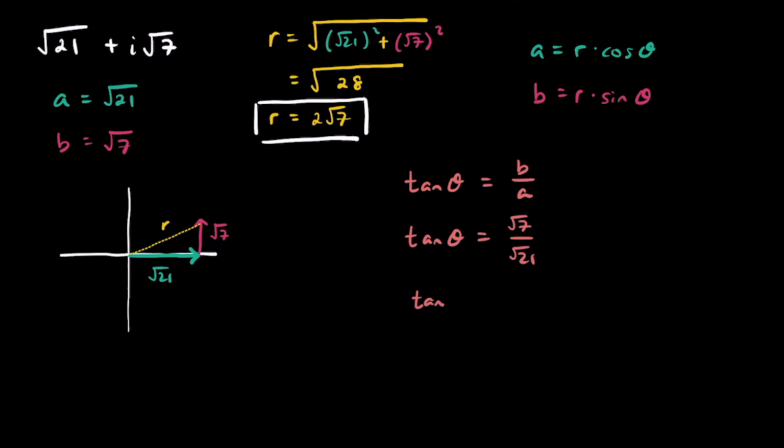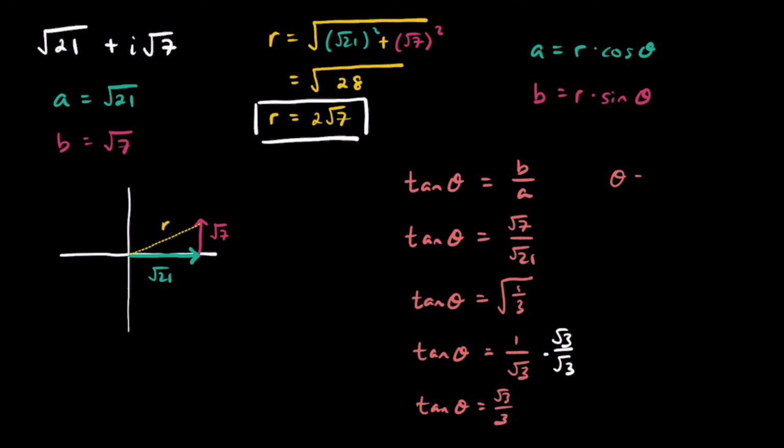Using your radical properties, you can say that this is just the square root of 7 over 21, but that's just 1/3. If you want to separate the radicals again, that's perfectly fine. The square root of 1 on top is just 1, and the square root of 3 on bottom is root 3. Rationalizing this, we can multiply the top and bottom by root 3 and say that tangent of theta is equal to root 3 over 3. Now if that's true, we can take the arctangent of both sides and say that theta, or our angle measure, is equal to the arctangent of root 3 over 3.